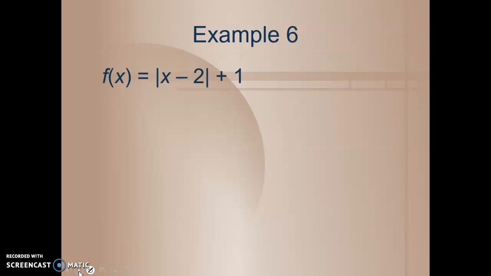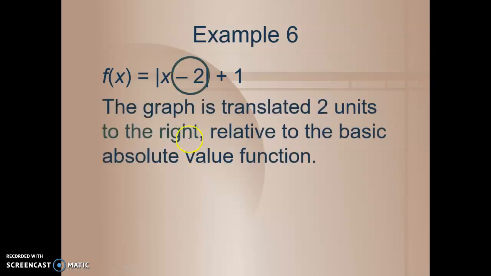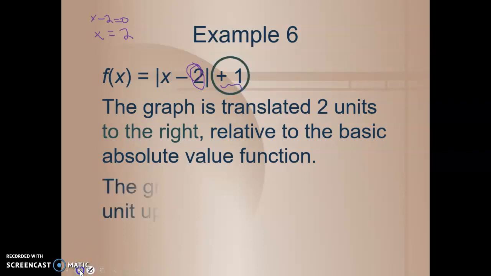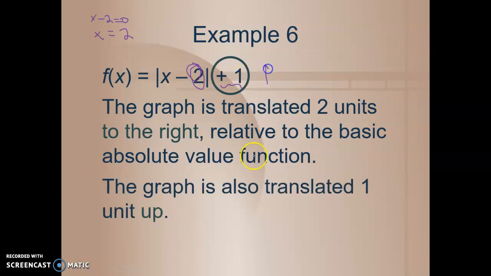What about when we have 2 numbers? Absolute value of x minus 2 plus 1. Well, we know that's our h. So this graph is translated 2 units to the right. Remember, we're looking at this number here. If we were to solve that, x minus 2 equals 0, so x equals 2. That tells us it's 2 units to the right relative to the parent function. And this 1 on the outside is telling us that we need to move that graph vertically, 1 unit up. It's translated 1 unit up.